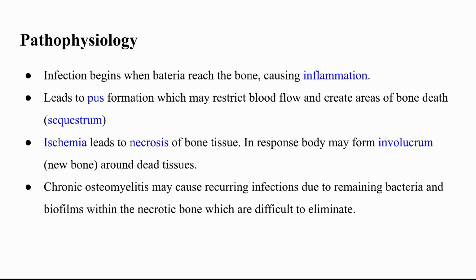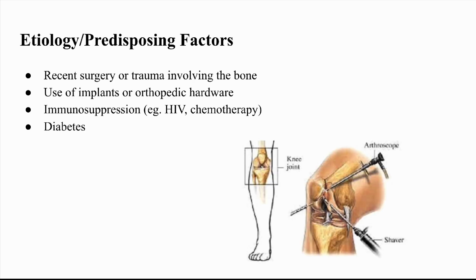Infection begins when bacteria reach the bone, causing inflammation, which leads to pus formation, which may restrict blood flow and create areas of bone death, known as sequestrum. Ischemia, which is the reduction of blood flow, leads to necrosis, or death of bone tissue. In response, the body may form new bone around dead tissues. Chronic osteomyelitis may cause recurring infections due to remaining bacteria and biofilms within the necrotic bone, which are difficult to eliminate.